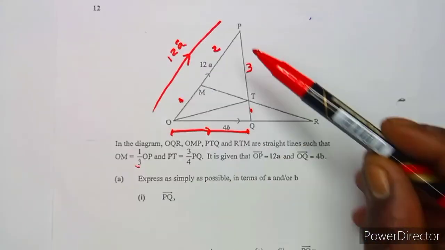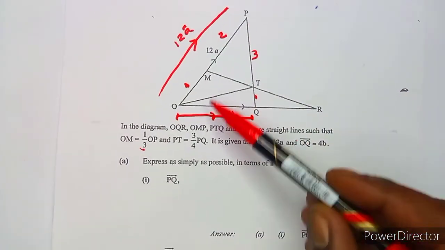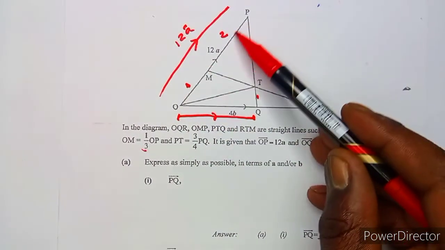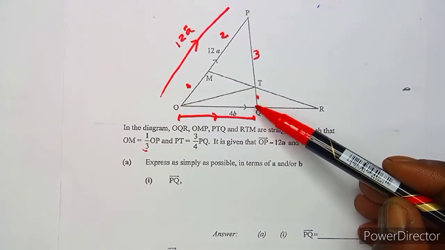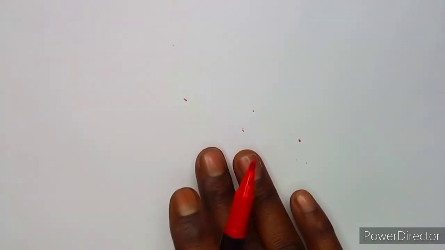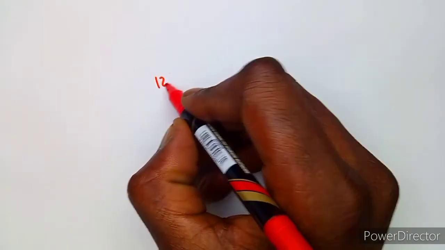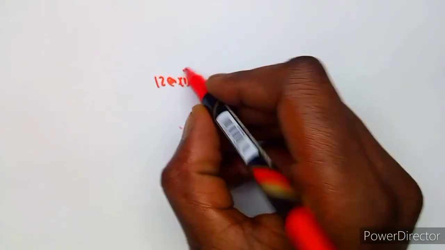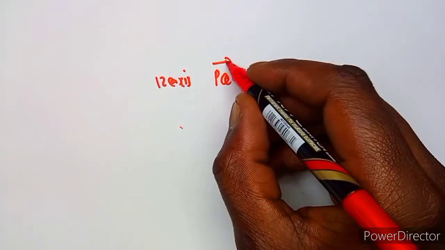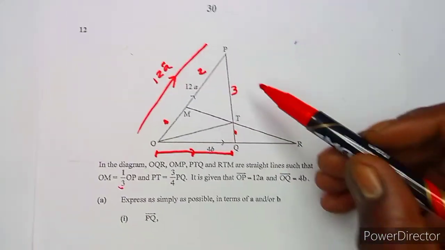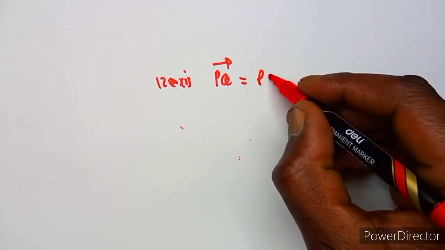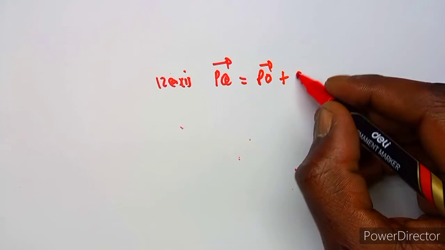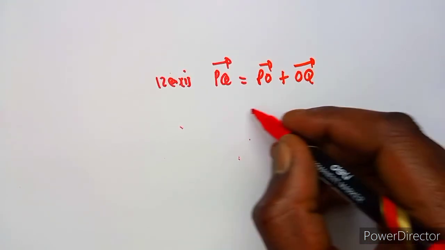Okay, so what is vector PQ? Since we have got P, we can use the route from P to O and O to what? To Q. That is vector PQ in this case. So this is 12A, item 1, PQ. We need the route that we are going to take from P to Q. That's PO plus OQ. All right, so this is PO plus OQ. So that's what you're going to have there.